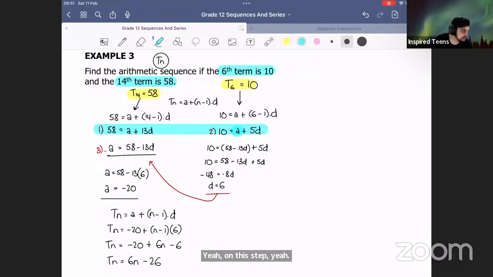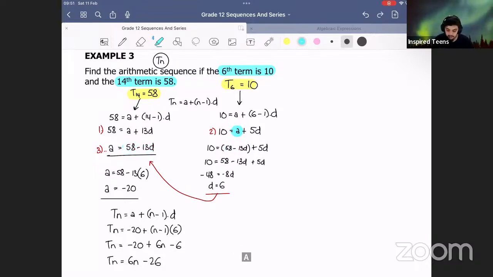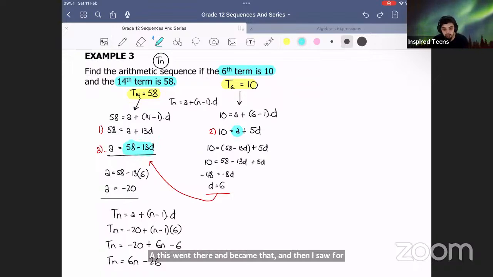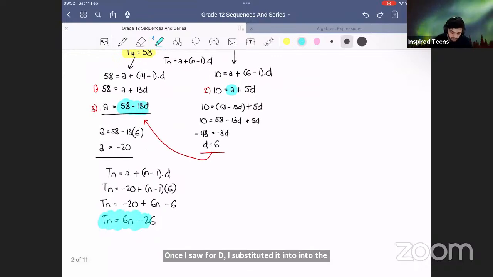So you chose to use substitution. You could use many other ways. In this case, I left A alone and substituted it in for this A. This went there and became that. And then I solved for d. Once I solved for d, I substituted it into the rearranged equation to solve for A. Once I solved for A, I substituted it in to get Tn.